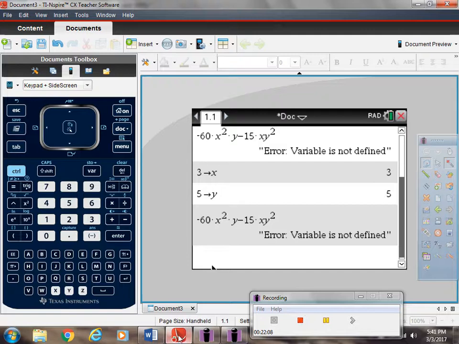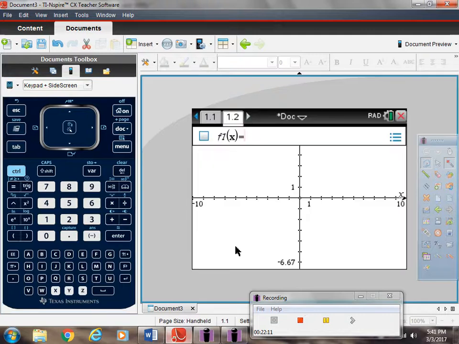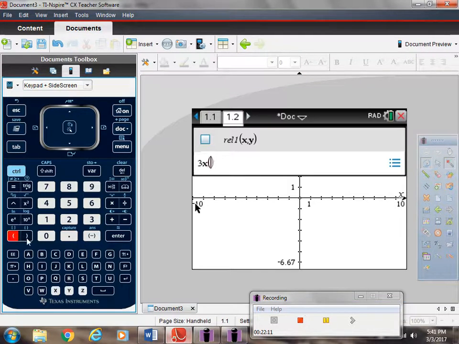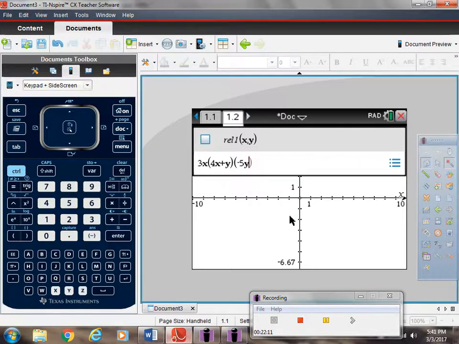Alright, well, when in doubt, let's see if we can graph it. I don't know. When in doubt, graph it out. So let's try graphing. Let's see if that'll help. Since it already has y's in it, I might want to go to relation. Let's try doing it that way. I don't think this is going to work, though. Well, let's try it anyway. 3x, and then parentheses, 4x plus y. And then let's put parentheses, negative 5y. Okay, it's not going to work.